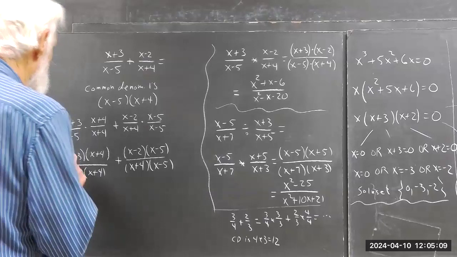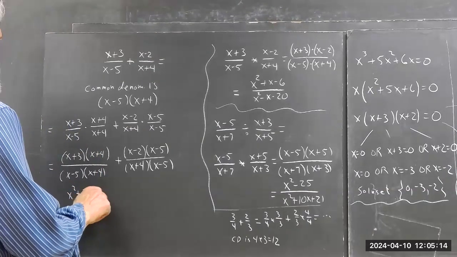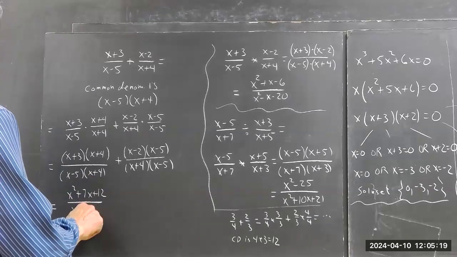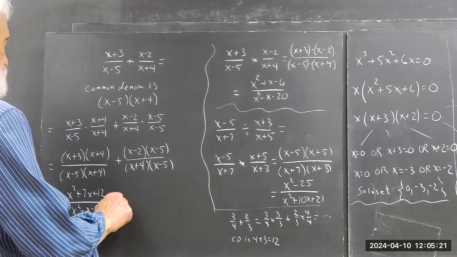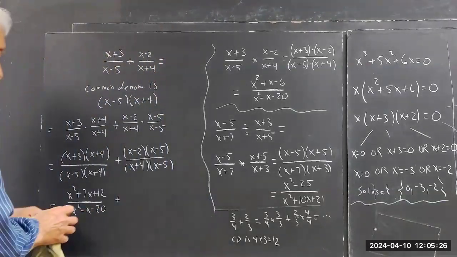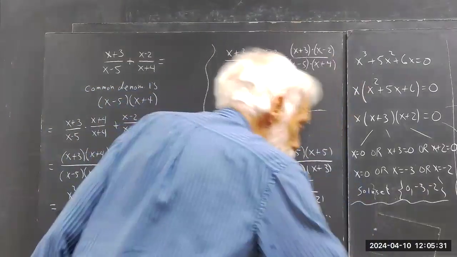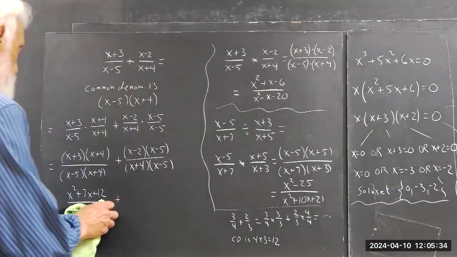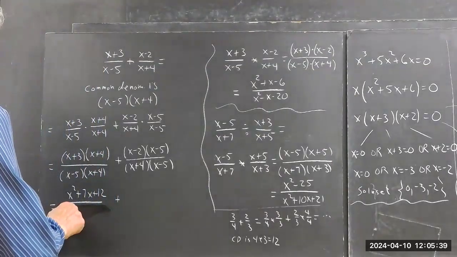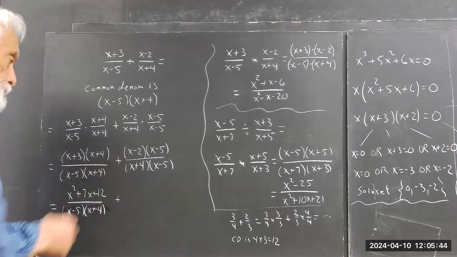Okay. So when you multiply x plus 3 times x plus 4, you get x squared plus 7x plus 12. When you multiply this, you get x squared minus 7x plus 10. And actually, I don't want to multiply the denominator at this point. I'll explain why in another step or so. So I'm going to leave the denominator factored, for reasons you'll see in a minute.